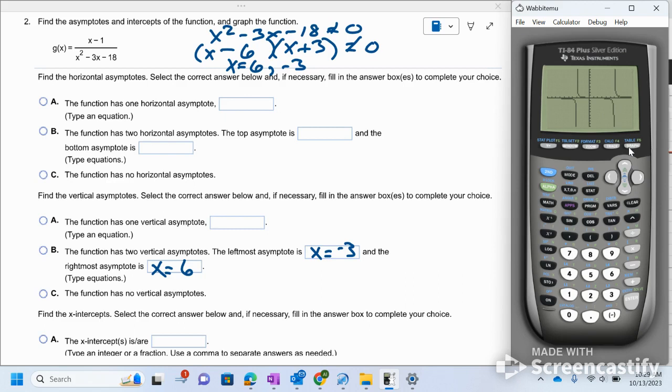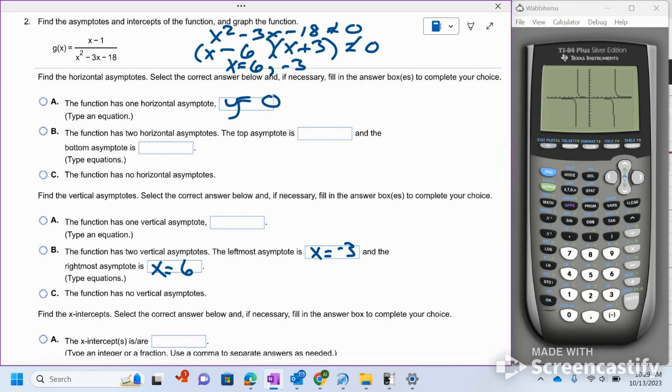Okay, this one's a little easier to figure out. Now, I know I have an asymptote at negative 3. There it is. I know I have an asymptote at 6. There it is. What's my horizontal asymptote going to be? 0. I've got one horizontal asymptote, y equals 0. Okay?